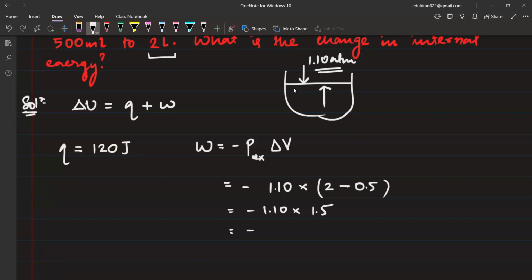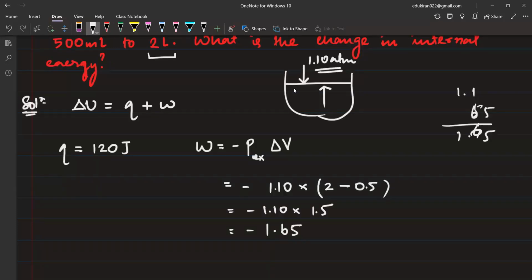And as you can see, the work done that we have got will be negative here, right? What will be the value? 1.10 into 1.5. And what is half of 1.1? It is 0.55. So it will be 1.65. If you multiply this, can you please tell me, are you getting the same thing? 1.650. Yeah, 1.650. Right?